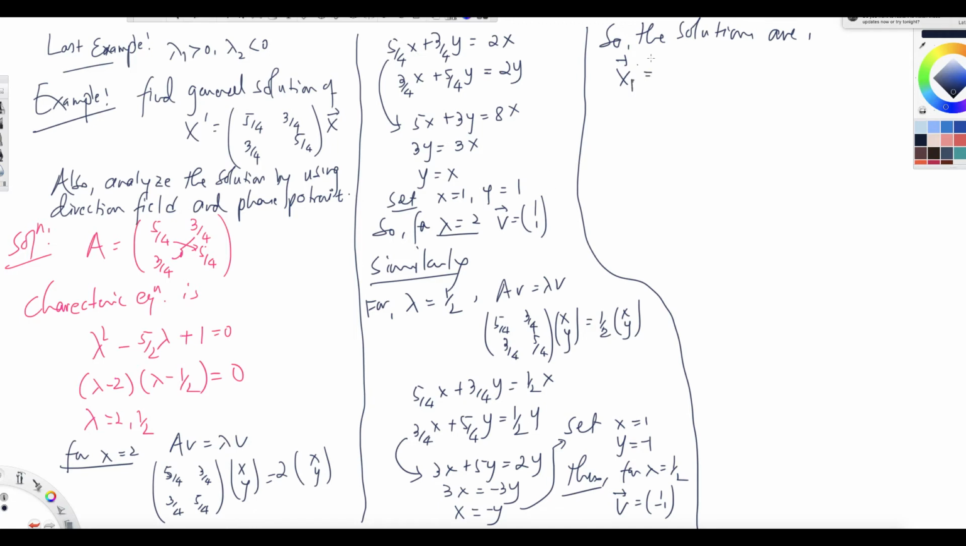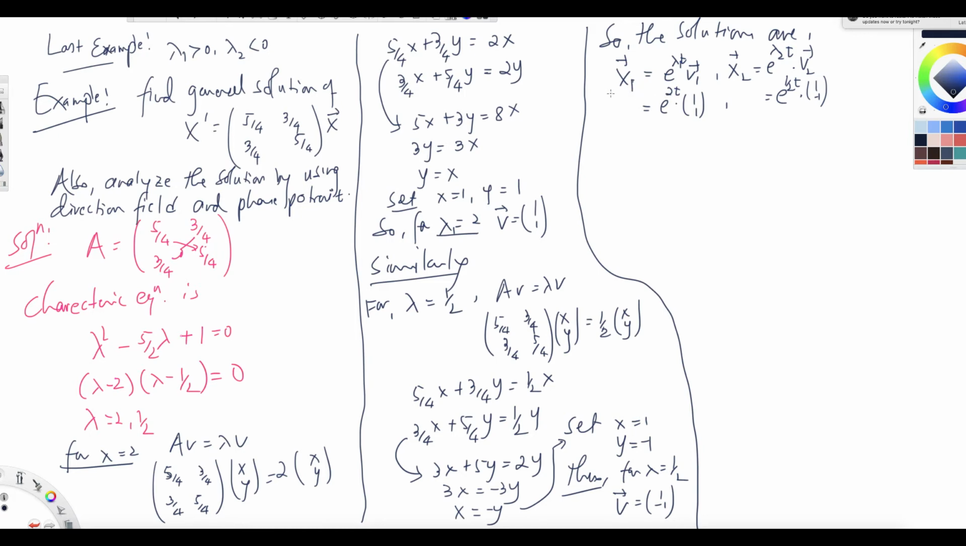The x1 vector is e to the lambda 1 t times v1, where v1 is this one. Another is the x2 vector equals e to the lambda 2 t times v2. So let us write this as e to the 2t times (1, 1), and the other solution is x2 equals e to the 1/2 t times (1, -1). That's what we got: the separate solutions.